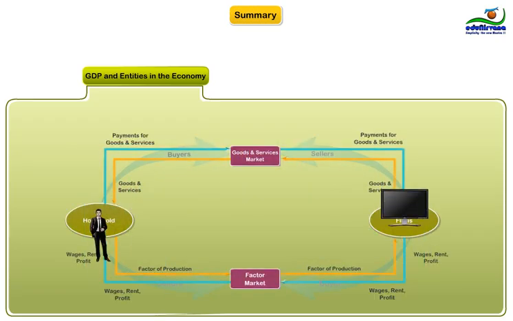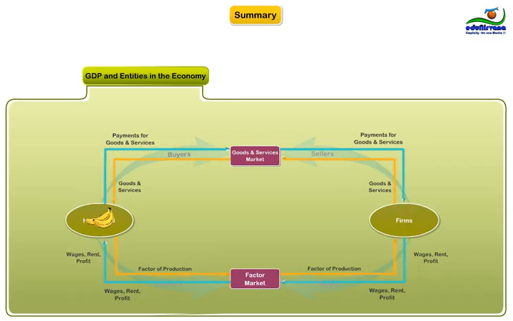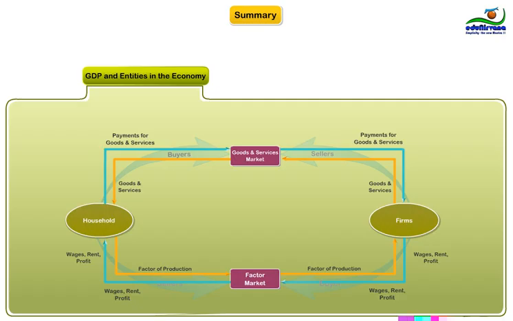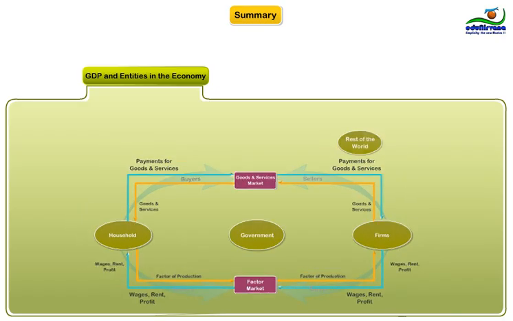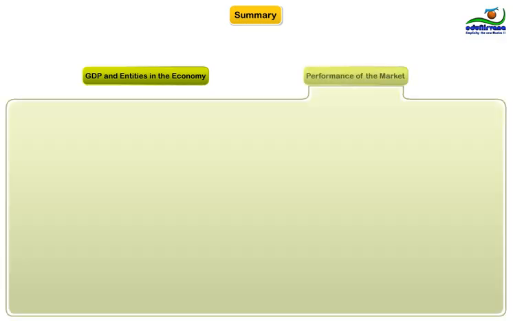The inner flow is the movement of products and services, factors of production between firms and households, and the outer flow is the flow of money between firms and households. Then, the other entities such as government and the rest of the world were added to give a combined view of GDP. Under the combined view, flow of goods and services.